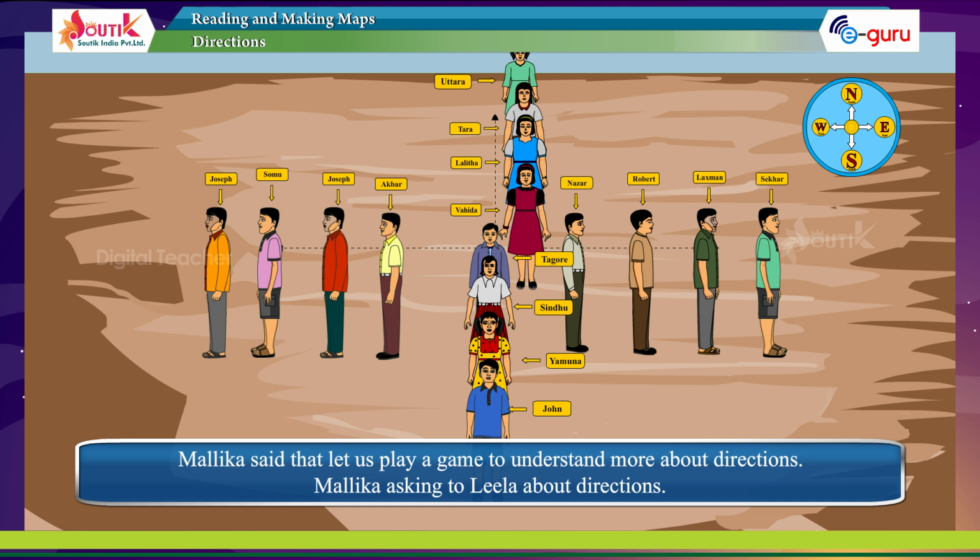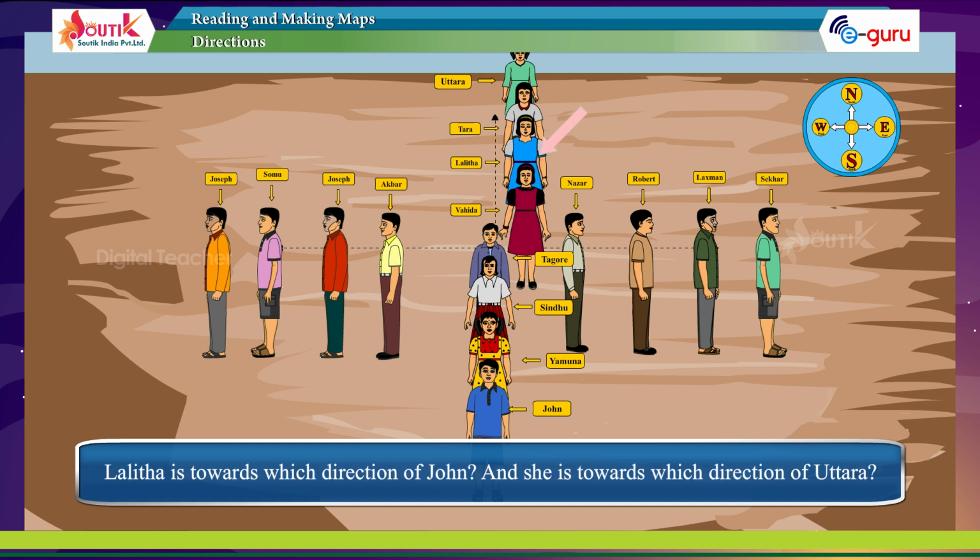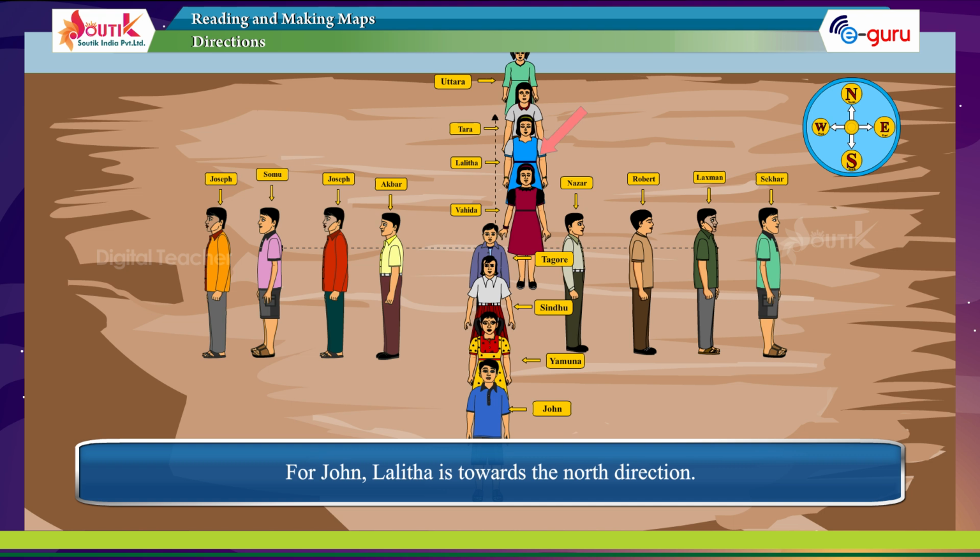Mallika said, let us play a game to understand more about directions. Mallika asking Leela about directions. Now, if you consider Lalita, Lalita is towards which direction of John? And she is towards which direction of Uttara? For John, Lalita is towards the north direction. For Uttara, Lalita is towards the south direction.